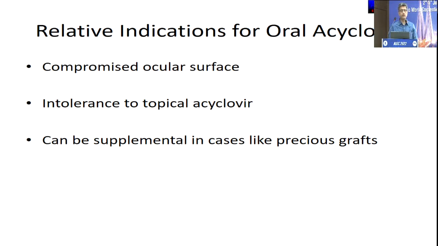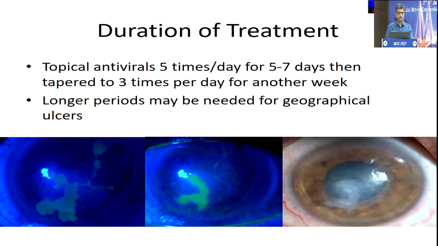So where we would like to treat a patient with oral acyclovir for a dendrite would be compromised ocular surface, patients who are intolerant to topical acyclovir, and it can also be supplemented in cases like one-eyed patients or precious grafts. There one can consider supplementing oral therapy as well. Duration of treatment usually would be the loading dose 5 times a day for 5 to 7 days, and once the epithelium starts healing, you can reduce it to 3 times a day for another week or so. Longer periods may be needed for a geographical ulcer.